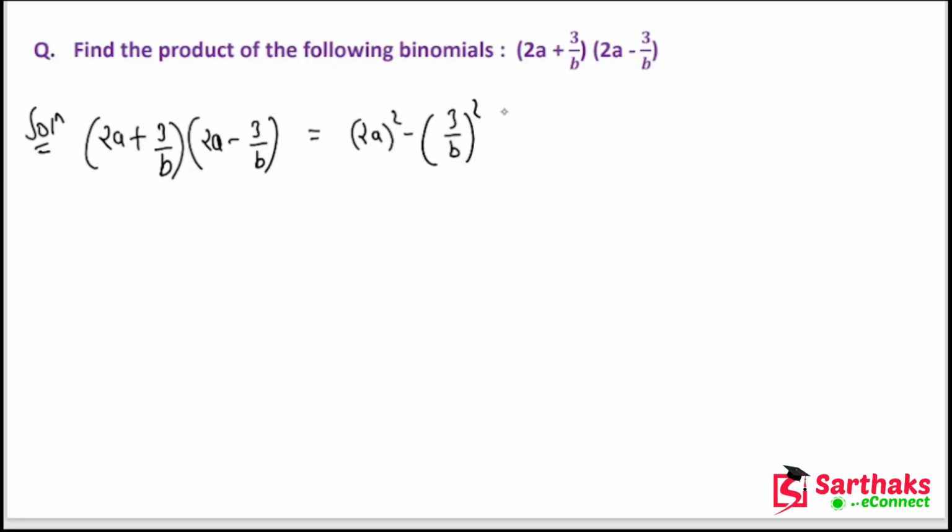Now again if you want to write the identity you can do that, but let us write it without the identity because we have just used it. So here a will be this 2a and b will be this 3 upon b. So it will be 4a square minus 9 upon b square. See, in 2 steps you can calculate the answer, otherwise you have to multiply them element wise, then you have to see the like terms, add and subtract, and then you will get to this answer. So that is the use of these identities. Let us move on to the next question.